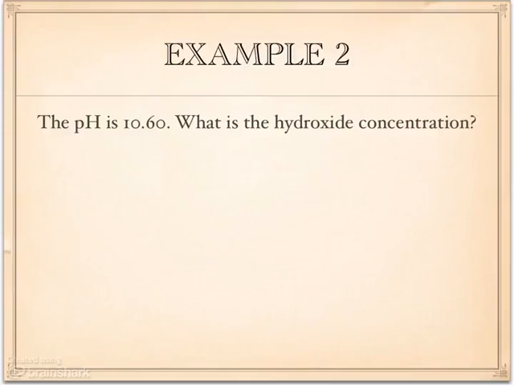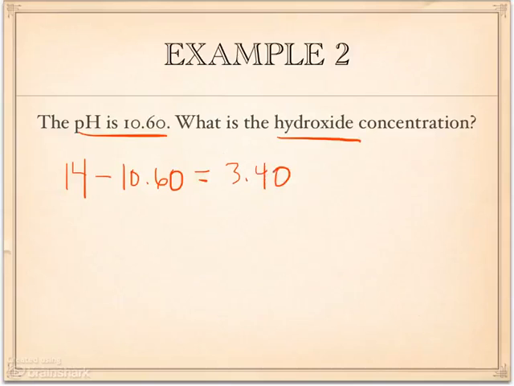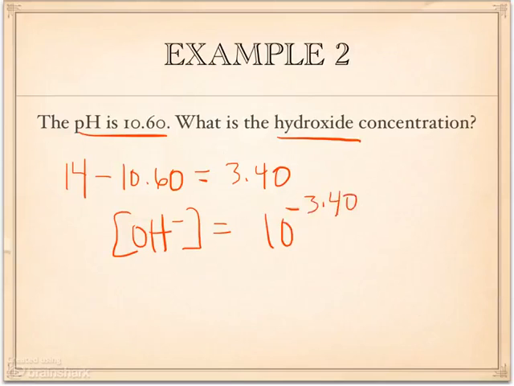Now for this example, there are two different ways you could possibly do it. You're given a pH, but you want to find hydroxide. One way of doing this is taking 14 minus 10.60, which would give you 3.40, and that's the pOH. So if you're given the pOH now, you can easily plug it into this equation, which is OH minus equals 10 to the negative pOH, which is negative 3.4. That'll give you your concentration of 3.98 times 10 to the negative 4 molar.